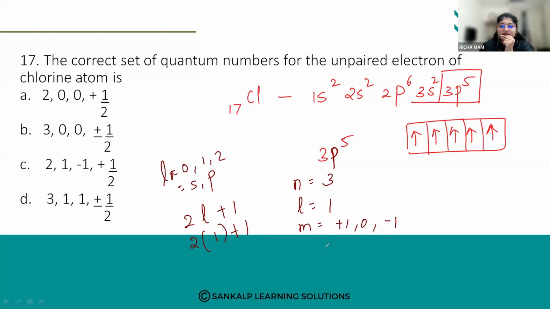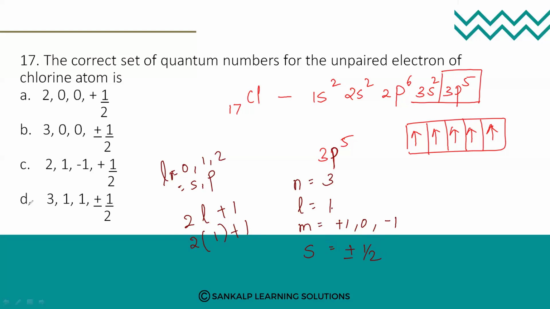Okay. Next, what is S? S is plus or minus half. Okay, so which is the possible set? So it is 3, 1, 1, and plus half. So which is the answer? Can anybody tell? Option D. Yes, option number D. So please remember, the formulas are very important.